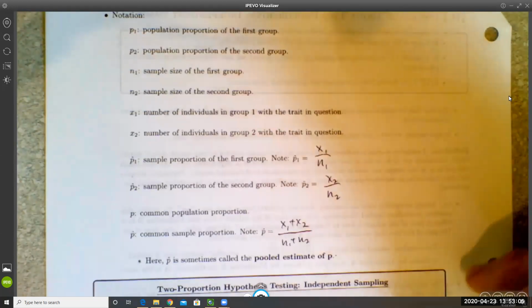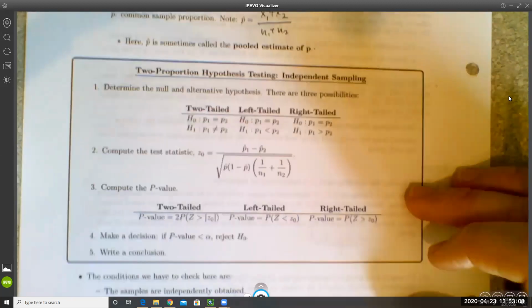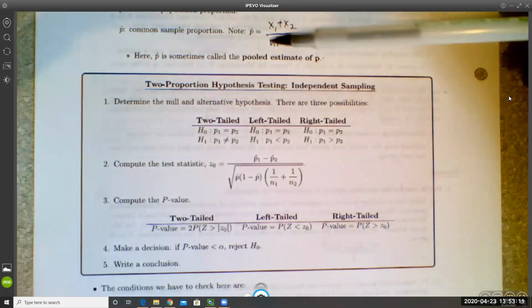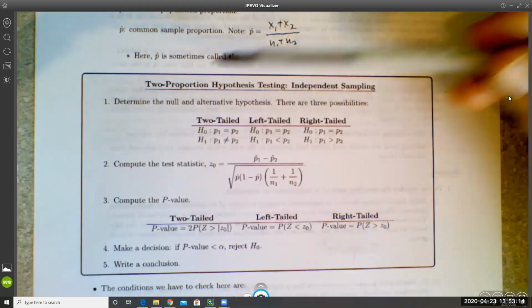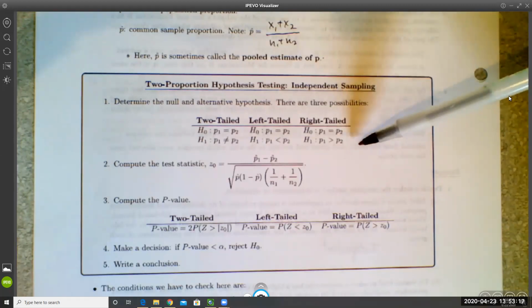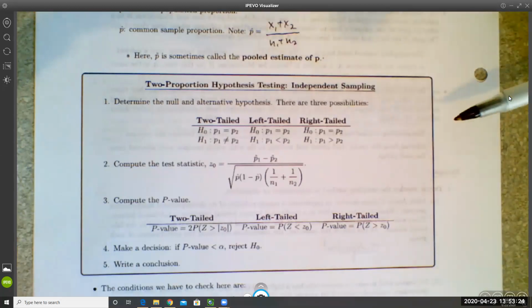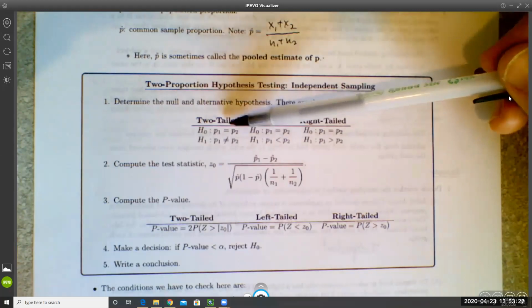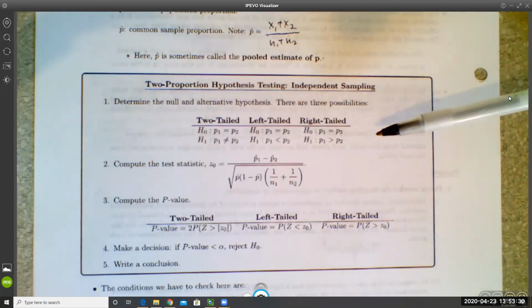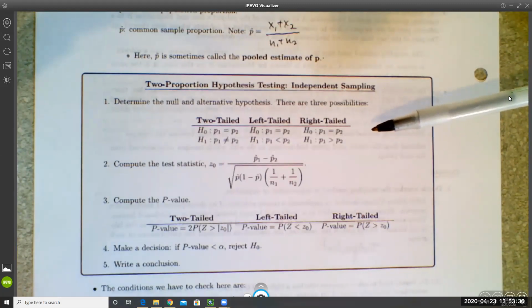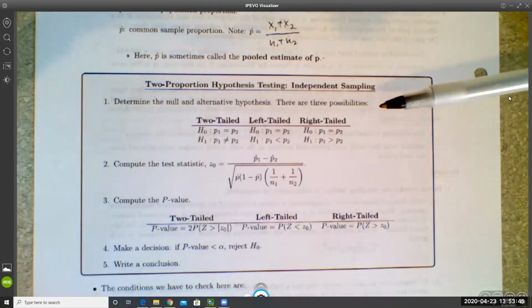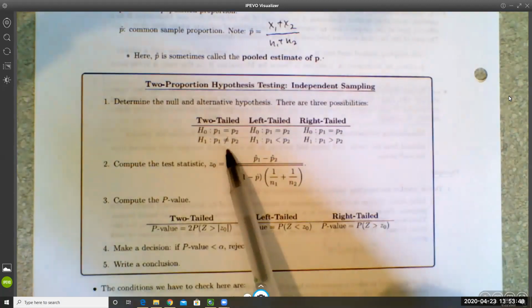With all that notation in hand, this is how hypothesis testing looks when you're testing two proportions. So as usual, you're going to state the null and alternative hypotheses. Okay, you can have left-tailed, right-tailed, or two-tailed tests. But what you'll notice now is that instead of the null hypothesis being P equals some value, your null hypothesis is always that P1 equals P2. And you're never going to have numbers in place of that. You're literally just going to write down P1 equals P2 for your null hypothesis every single time. And then you have to decide if it's two-tailed, left-tailed, or right-tailed.